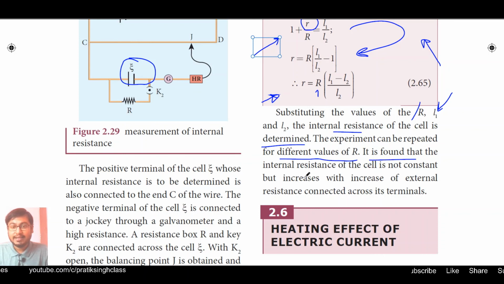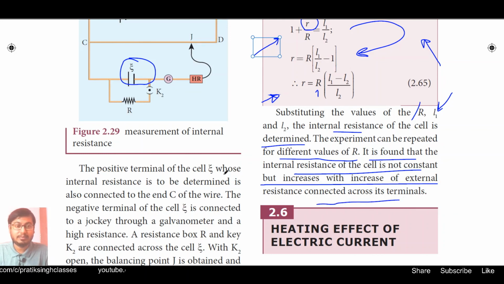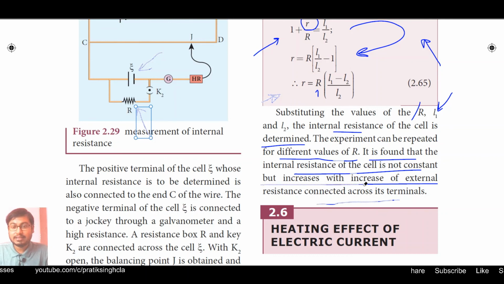It is found that the internal resistance of the cell is not constant but increases with increase of external resistance connected across it. That means when we change the value of external resistance, the internal resistance value of the cell will also change. It will increase or decrease depending upon how much external resistance is connected to the circuit. So that is all about finding the internal resistance of a cell using the potentiometer.